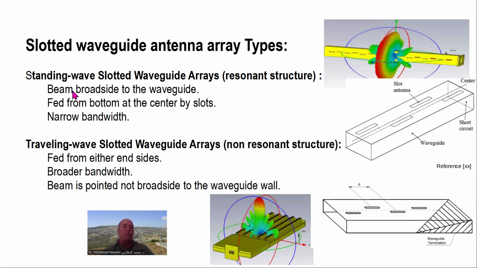So what are the differences? They're listed here, okay? In almost 99% of the cases, it's a standing wave slotted waveguide with half wavelength spacings between the slots, okay? So it's fed from the bottom here, with narrow bandwidth, whereas the other one has a little broader bandwidth, okay? And it's fed from either side, and the beam is pointed not broadside to the waveguide wall, whereas this one here is basically broadside.